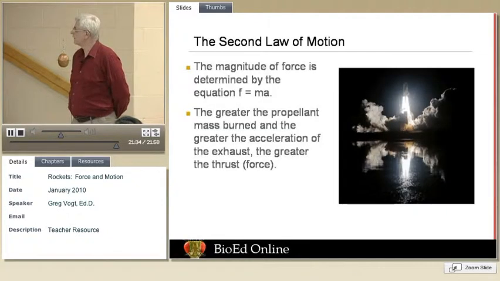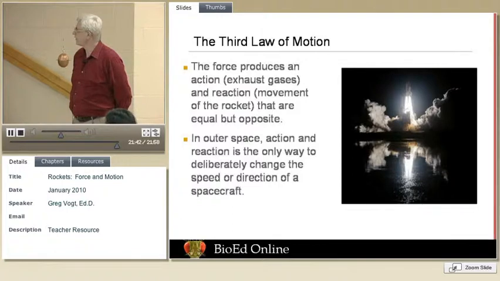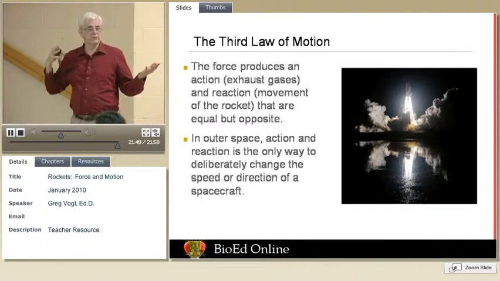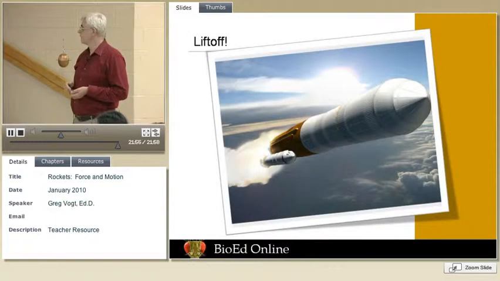Second law, the amount of force is determined by this equation, F equals ma. I'll pass over that fast here. And then the third law is action-reaction. The gases go down, the rocket goes up. That's all the laws that we're really talking about. Now, you can get very mathematical if you want to, but that's really the basis of rocket motion. Okay, and we are now ready for liftoff.